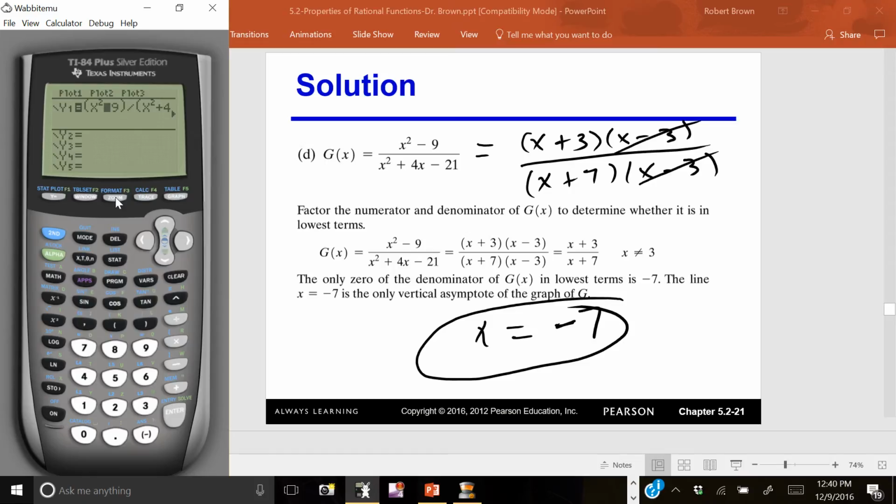And then I'm going to zoom to the standard window. And notice the only vertical asymptote is at x equal minus 7 over here. Notice that as x goes to plus infinity, the graph is flattening out, which indicates a horizontal asymptote, and looks like it's approaching 1. And we will show a quick way of calculating horizontal asymptotes in just a second.